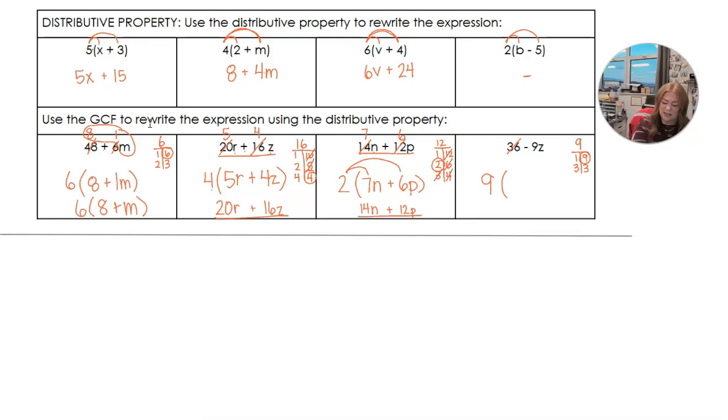36 divided by 9 is 4. Now notice we are minusing. 9 divided by 9 is 1Z, or we can just put Z. It'll turn into the same thing because we know it's 1. 4 times 9 is 36 minus 9 times Z is 9 Z's. So it turned right back to what it was. So we're just multiplying or dividing to go backwards.